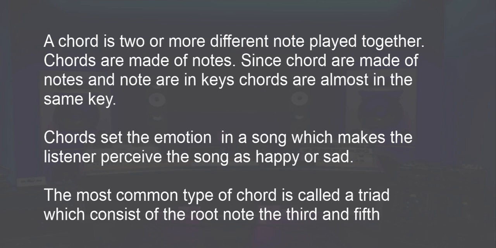A chord is 2 or more different notes played together. Chords are made of notes. Since chords are made of notes and notes are in keys, chords are almost in the same key. Chords set the emotion in a song, which makes the listener perceive the song as happy or sad. The most common type of chord is called a triad, which consists of the root note, the third, and the fifth.